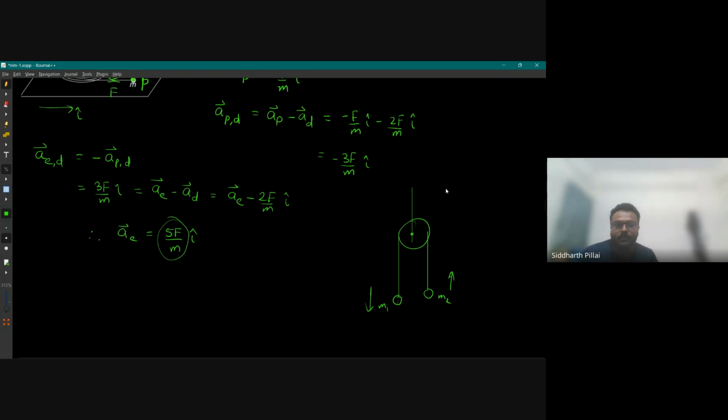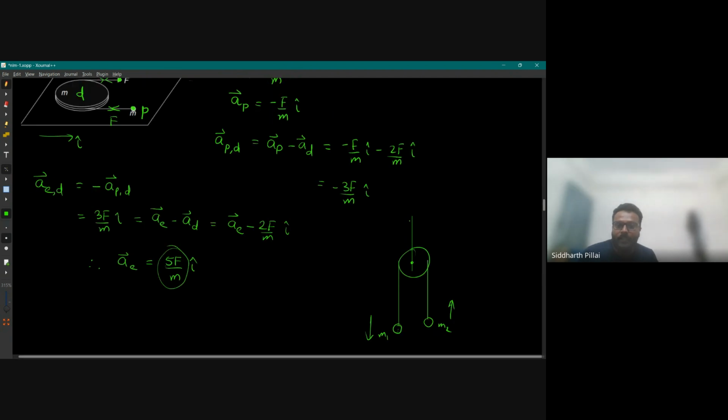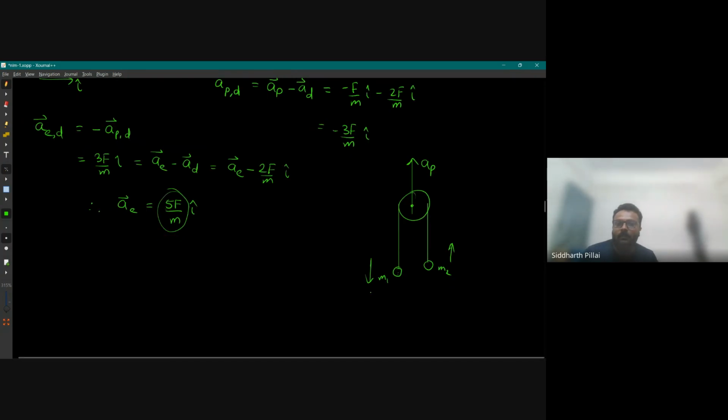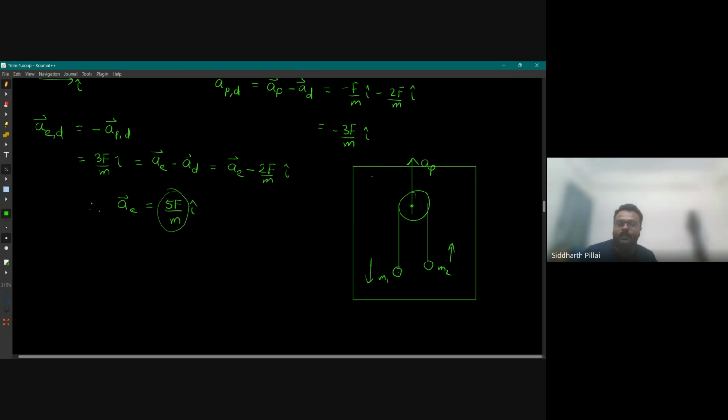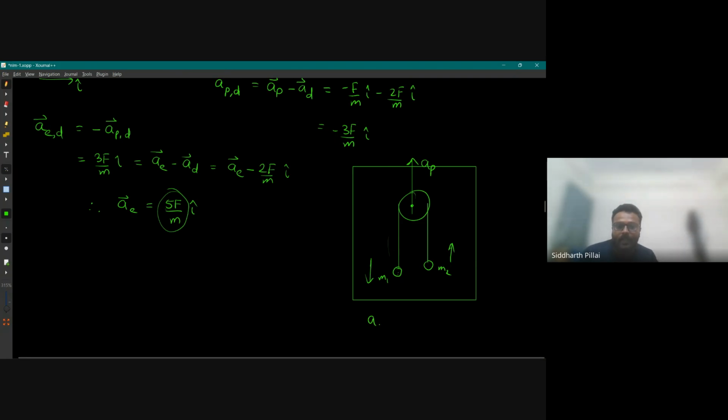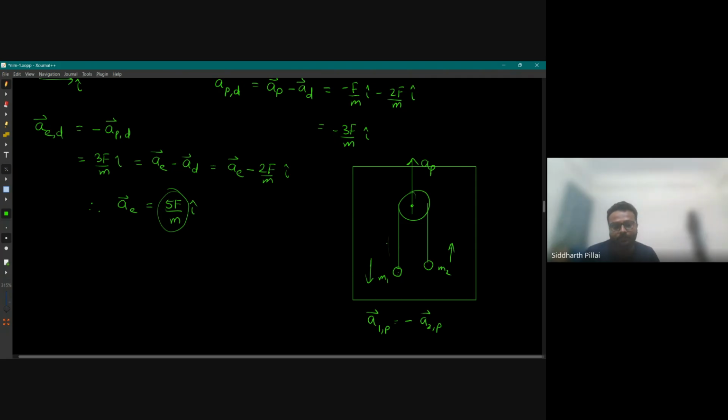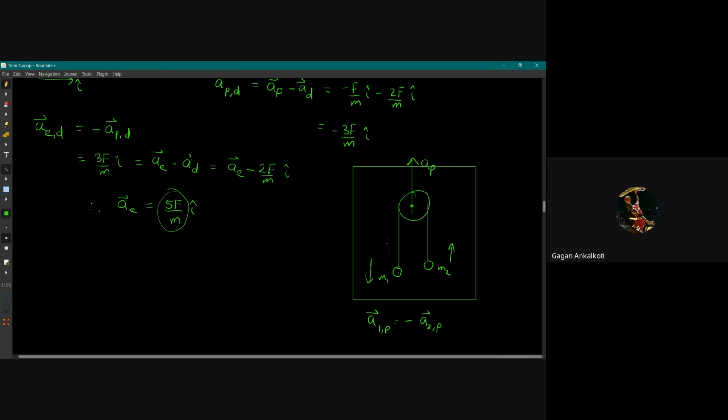Correct? Yeah. So if the pulley is moving, let's say the pulley has some acceleration AP, then what do you do? You go into the frame of the pulley. You consider it like a lift, which has the acceleration of the pulley. So with respect to the pulley, again you apply the length constraint. So what will you get? A1P will be negative of A2P. Negative because they have to be in the opposite directions. Okay, got it.